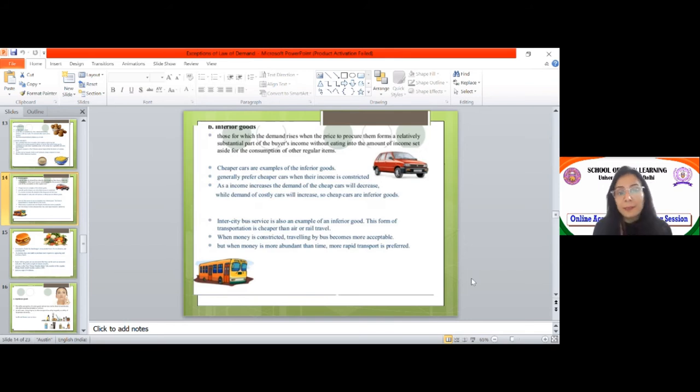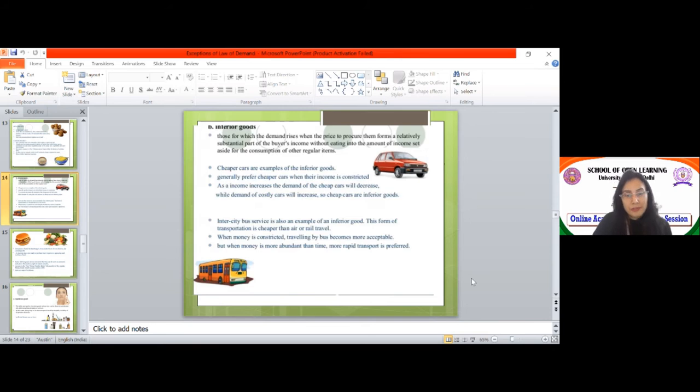And intercity bus service is also an example of an inferior good. This form of transportation is cheaper than air or rail travel. But whenever your income increases, you don't use this sort of transport; you want to have a flight, or you want your cab to come and pick you up. So when money is constricted, traveling by bus becomes more acceptable. When you have less money, you think, okay, now I should use the bus. But when you have more money, you won't go for the public transport bus. When money is more abundant than time, more rapid transport is preferred.